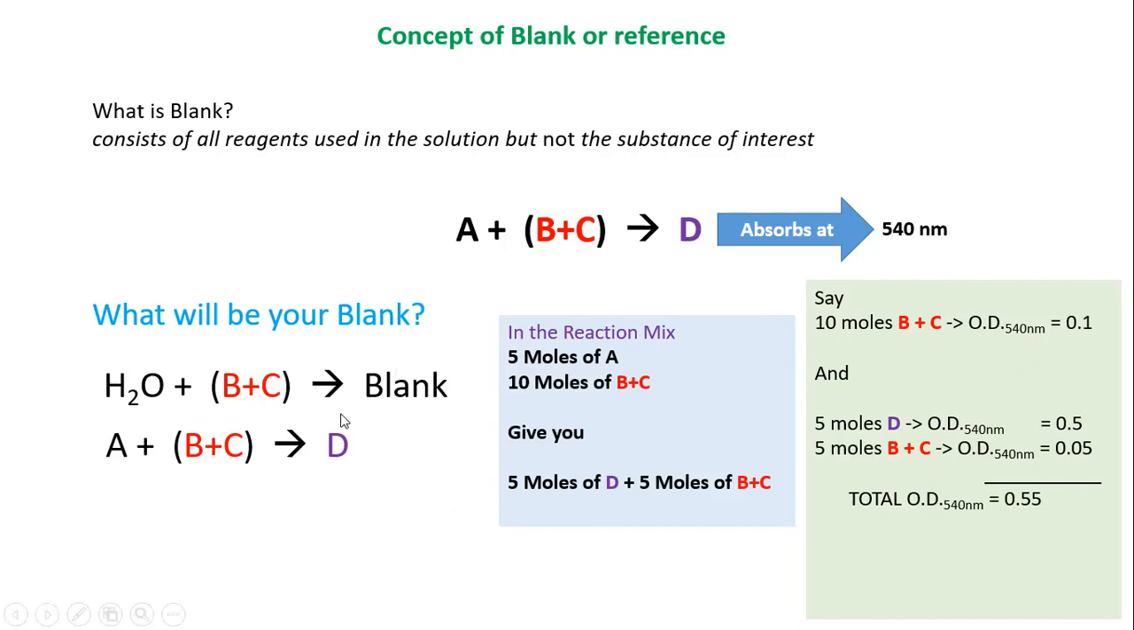But according to the concept of our blank preparation, because we added 10 moles of B plus C in order to bring about the reaction of our compound of interest, that is A, we will take 10 moles of B plus C in blank as well, and we will negate the absorption due to this 10 moles of B plus C from the total absorption value that we have got. So if we subtract the blank absorption from this total value, the resultant absorption we get will be equal to 0.45. Actually, however, we should get an absorption of 0.5.